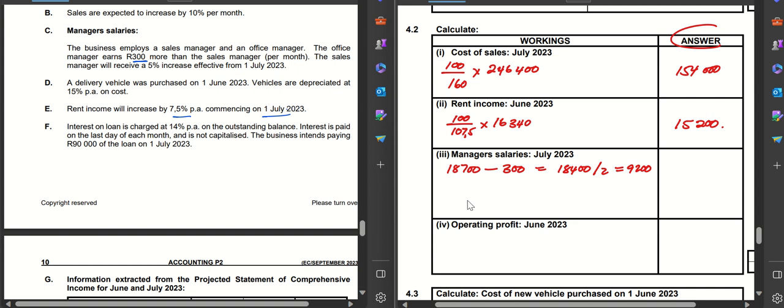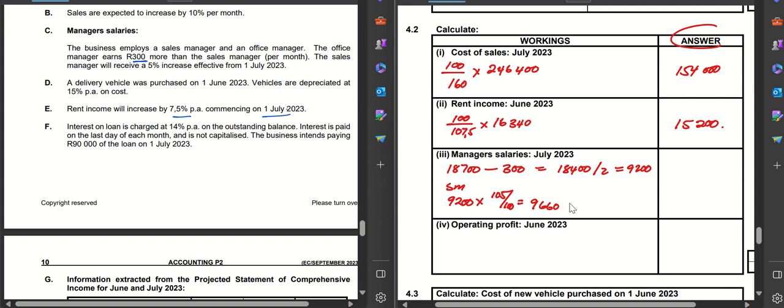Then the sales manager will receive a 5% increase. Then we now say for the sales manager, you will now say the 9,200, then you increase it by 5%. That is, you're going to get 105 over 100. That means this manager will now get 9,660. That is the sales manager.